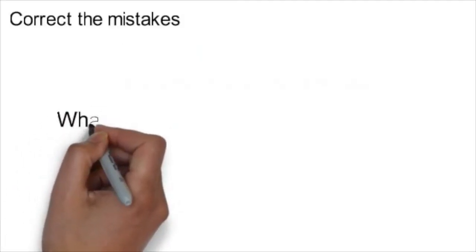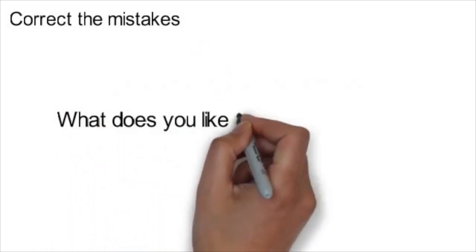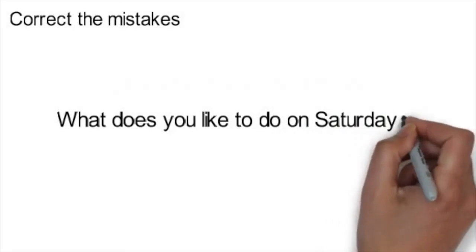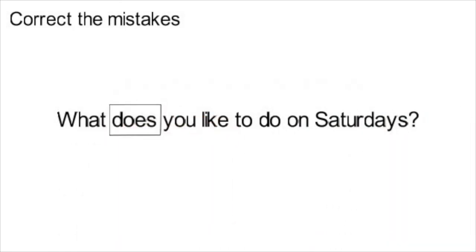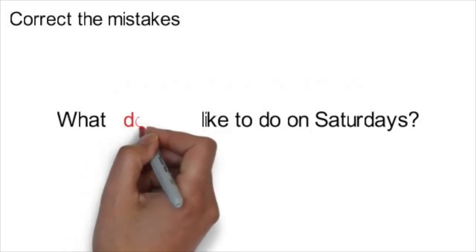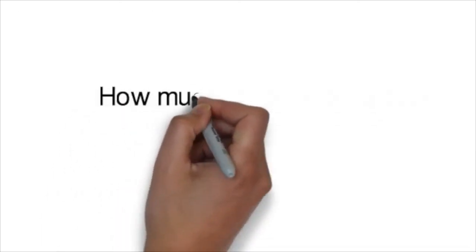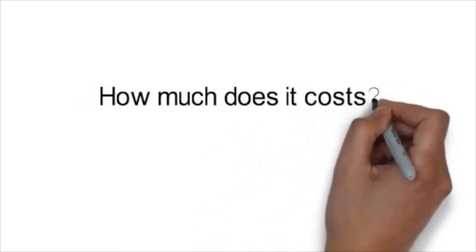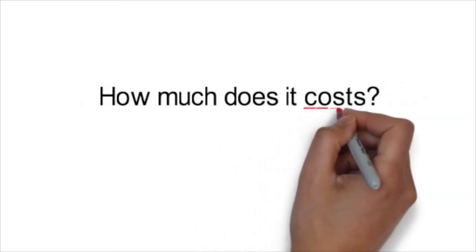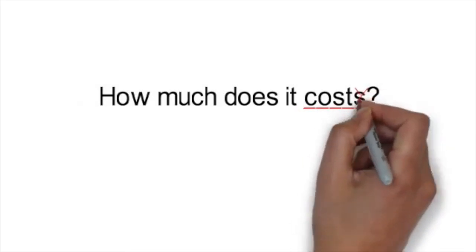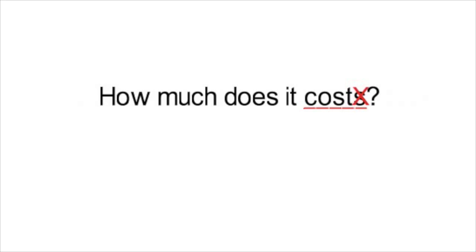Now, let's look at another question. What is the problem with this question? What does you like to do on Saturdays? Do you think that does agrees with you? No, it doesn't. So the sentence should read, what do you like to do on Saturdays? Since do agrees with you. Okay, here is the final question. Can you find the mistake? How much does it costs? The problem is with cost. You don't need to change cost to costs. In this question, does agrees with it, and so you don't need to change cost.